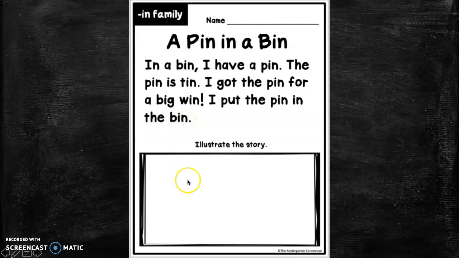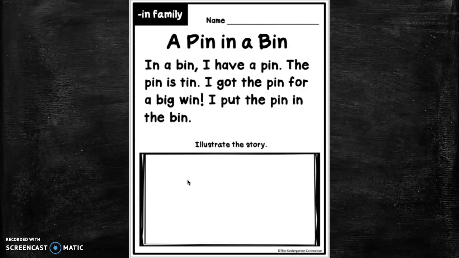Okay, so what are you going to draw? A bin, as I told you before, a bin is like a trash. A pin is the pin that you put things together, like a pin. The tin is like a metal. And win, you can draw someone winning. So you have several things to draw: a pin, a bin, a tin, and a win.